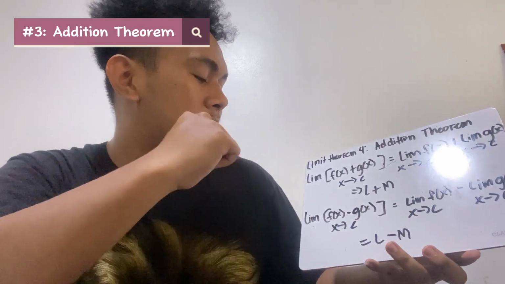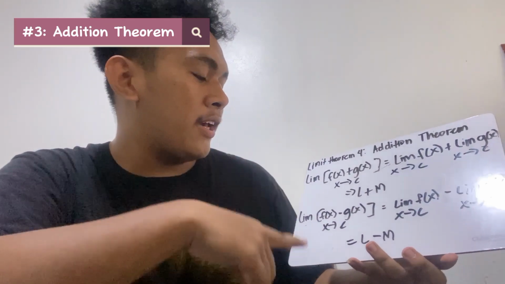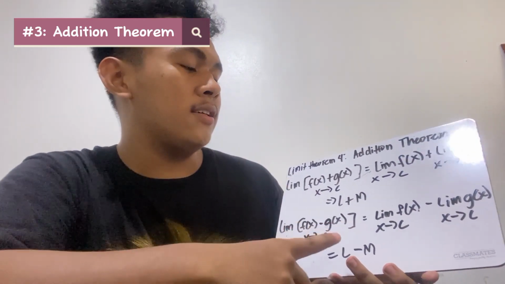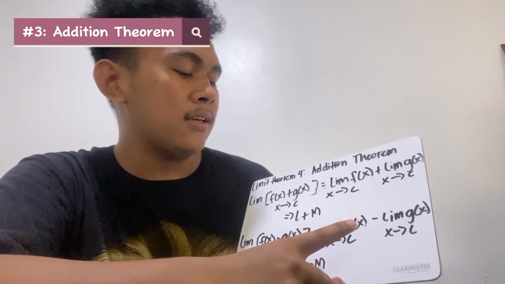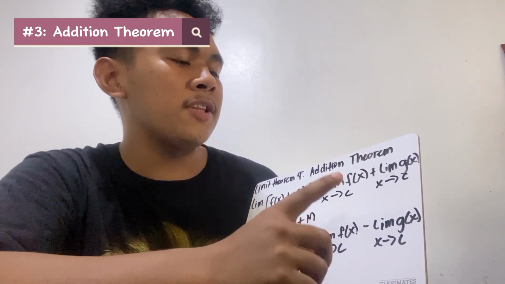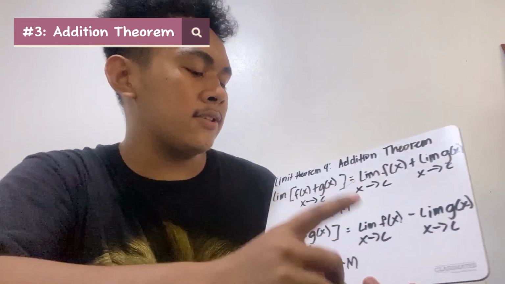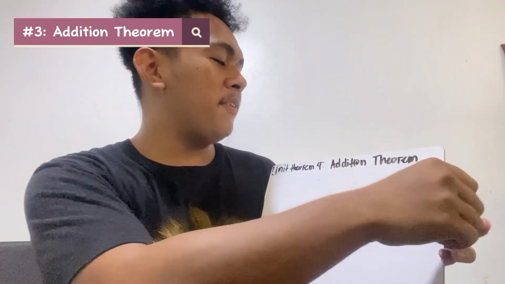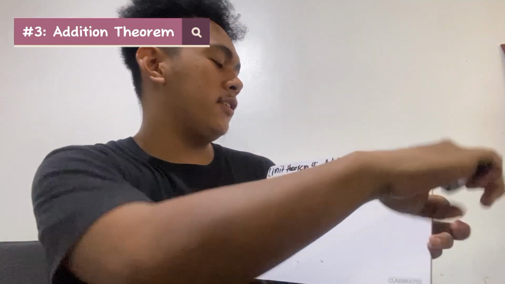denoted as limit of f(x) minus g(x) as x approaches to c is equal to limit of f(x) as x approaches to c minus limit of g(x) as x approaches to c is equal to L minus M. Ngayon ay magbibigay ako ng example sa addition theorem.